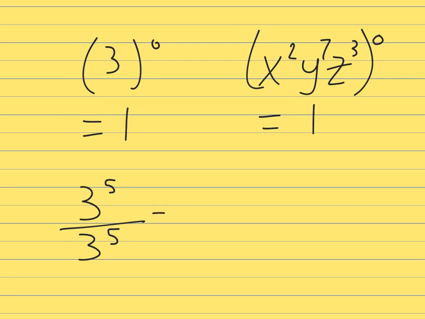And lastly, we have 3 to the 5th over 3 to the 5th. This was the most common question missed on the quick check. This will be 3 to the 0. 5 minus 5 is 0. What is 3 to the 0? Well, we already answered that question up here. 3 to the 0 is 1.